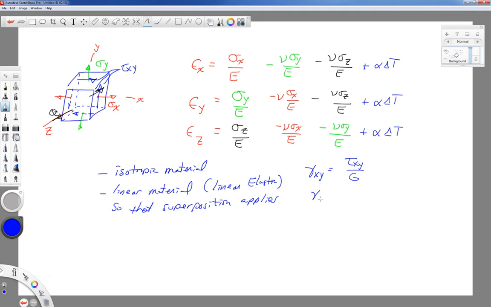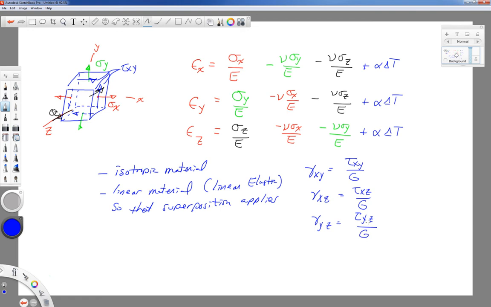And likewise, I won't draw it on the picture, but we can have a shearing strain, gamma xz, equal to tau xz divided by the shear modulus G, and gamma yz equal to the shearing stress tau yz divided by the shear modulus G. If you remember, the shear modulus is the slope of the shear stress strain curve.